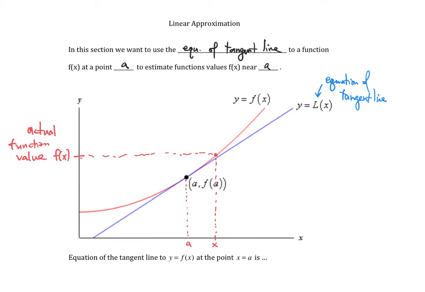Now my approximation is not going to be the actual function value. What I'm going to do is use the y value of the line. If I project that onto the y-axis over here, this number right here is our approximation for f of x. So this blue y value is the approximate value of the actual value of the red one.